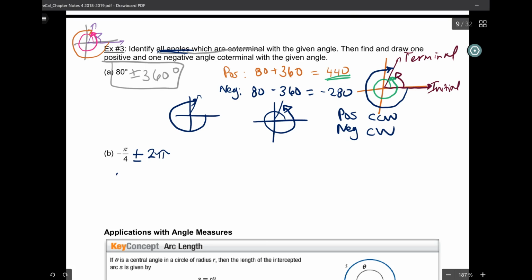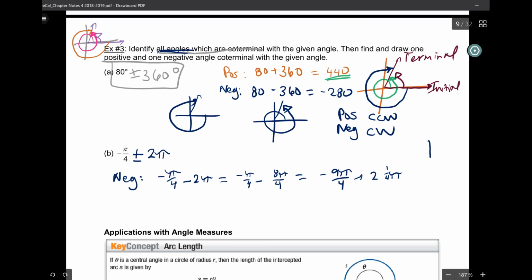Alright, so let's try the negative one first. So this would be negative pi over 4 minus 2 pi. Let me just convert it. So negative pi over 4 minus 8 pi over 4, because that would be 2 pi. So that'd be negative 9 pi over 4. Cool. Another way to say this is 2 and 1/4 pi.